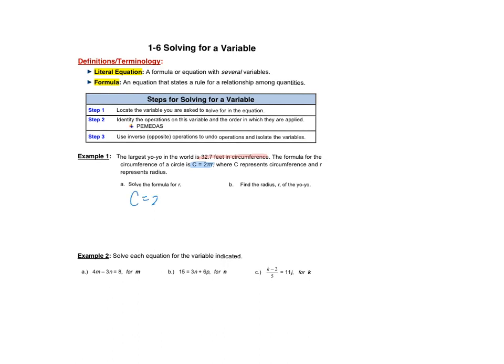C equals 2 pi r. So like we've been doing in the other sections, I've been highlighting the variable that I'm solving for. So if I'm solving the formula for r according to example 1a, then I'm going to highlight the r. And I'm looking to see what's with the r on the same side, and it's being multiplied by 2 pi. So to get r by itself, I'm going to use the opposite operation. I'm going to divide by 2 pi on both sides. And that's it. I can't actually calculate this, so this is going to be my answer. C over 2 pi is equal to r.